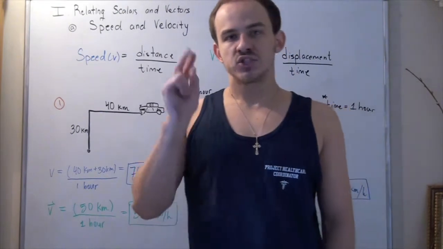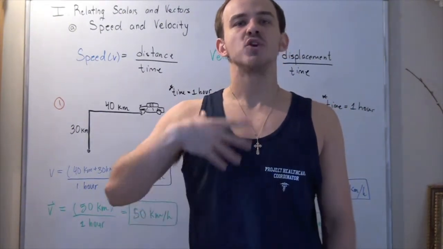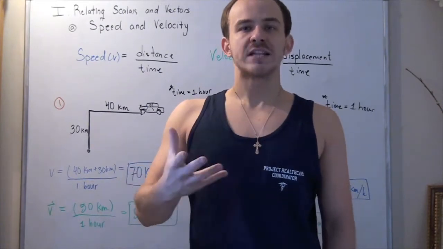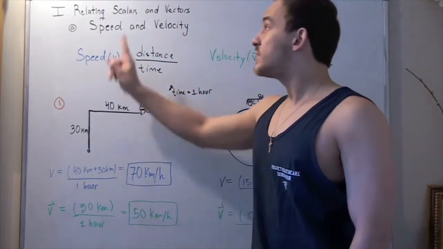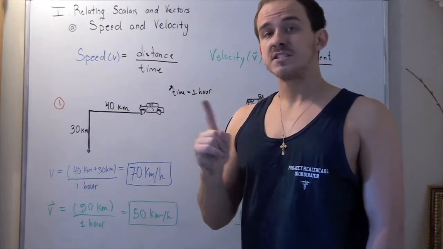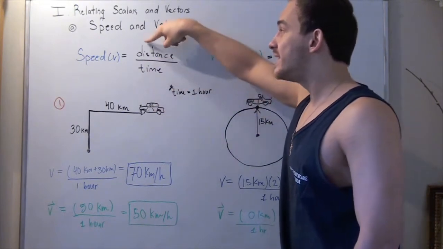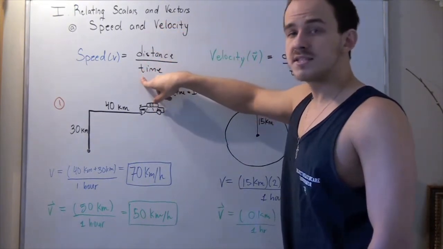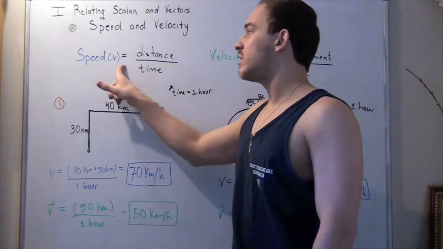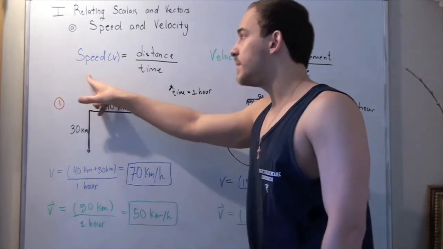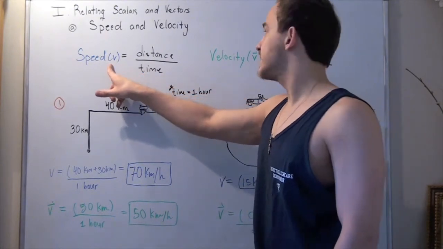So now let's discuss two very important physical quantities that help us describe the motion of the object that we're studying. Let's look at speed and velocity. Speed is a scalar, and that's because its formula is distance divided by time. Distance is a scalar and time is a scalar. So whenever we divide a scalar by another scalar, our result is a scalar. That's why speed is a scalar, and its symbol is lowercase v.